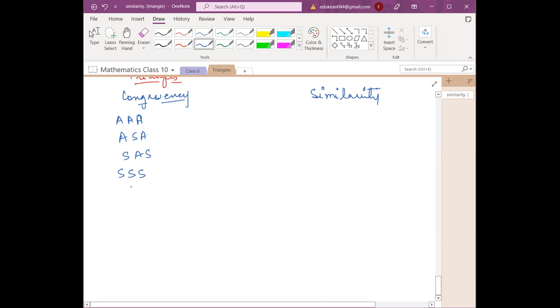Clear? Yes, ma'am. Okay, and another one is RHS. That means one of the angles is 90 degrees. So these kinds of triangles. So these were the criteria for congruency.